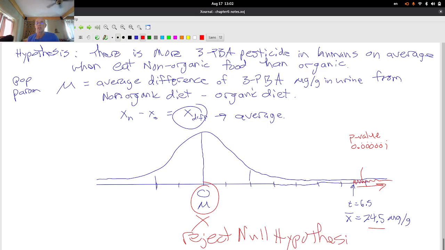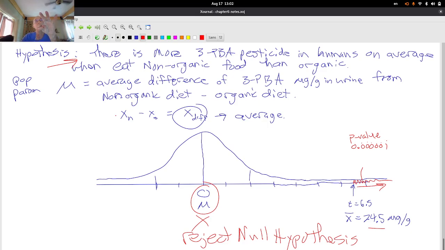All right, that's my decision. My conclusion is that I have sufficient evidence to support this hypothesis right here, that there is more 3-PBA pesticide in humans on average when they eat non-organic food than organic food. That the average difference of 3-PBA micrograms per gram in the urine from non-organic diet minus organic diet is significantly greater than 0. Boom, done. Hypothesis solved. All right.